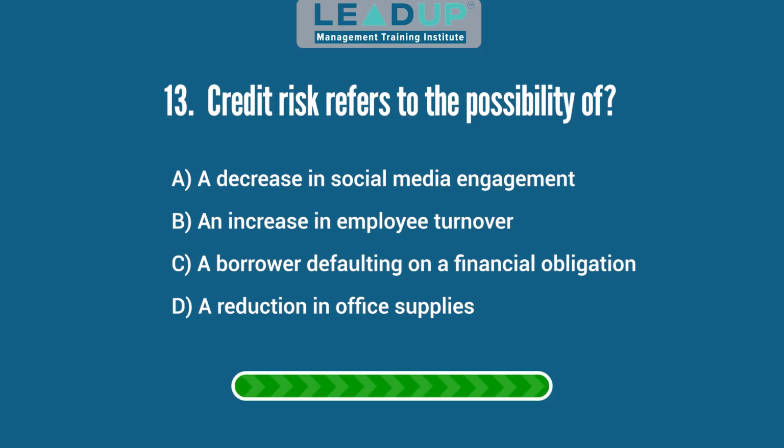Question 13. Credit risk refers to the possibility of A. A decrease in social media engagement. B. An increase in employee turnover. C. A borrower defaulting on a financial obligation. And D. A reduction in office supplies. Answer: a borrower defaulting on a financial obligation.